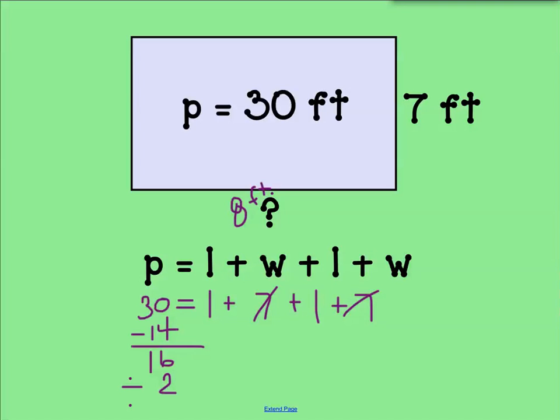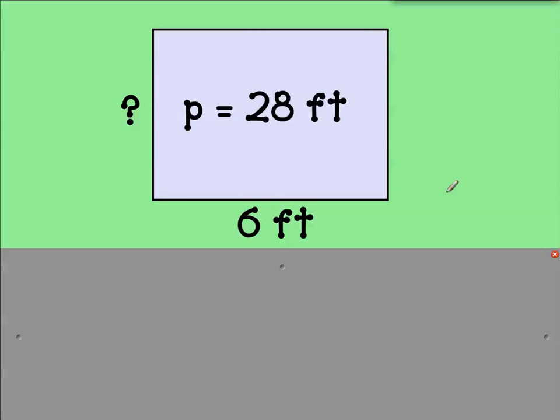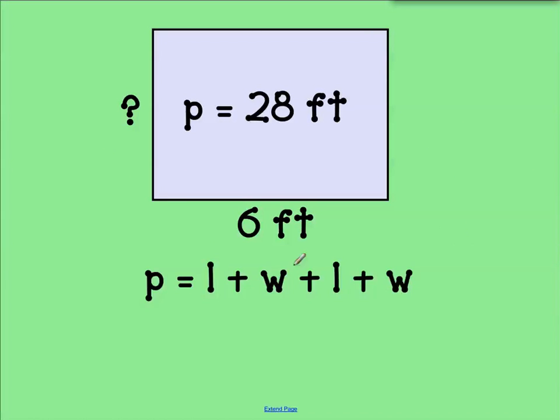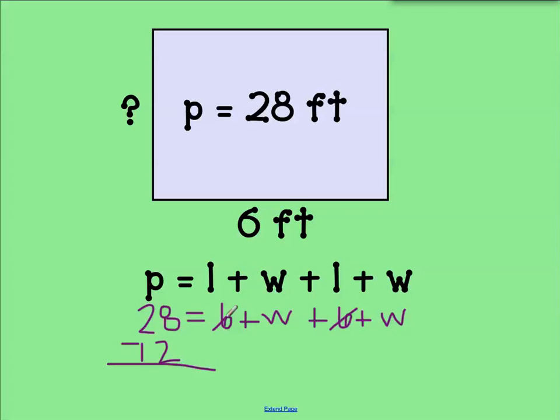All right, let's take a look at one more. Perimeter is 28 feet, length is 6 feet. So I'm going to substitute in, I know perimeter is 28, and length is 6. I don't know width. So 28 equals 6 plus some number plus 6 plus some number. So I'm going to add my 6's together. 6 plus 6 is 12. I'm going to subtract that from what I already know.